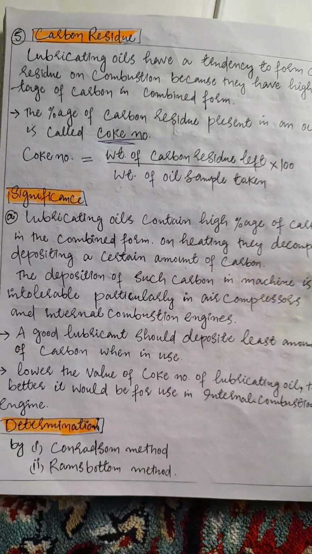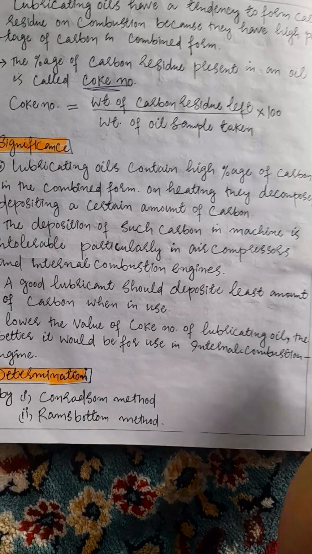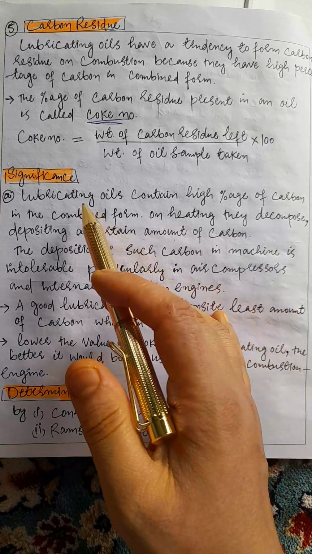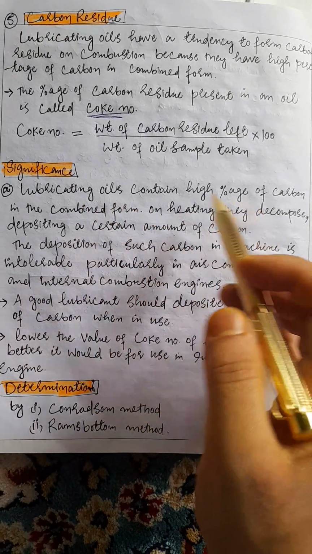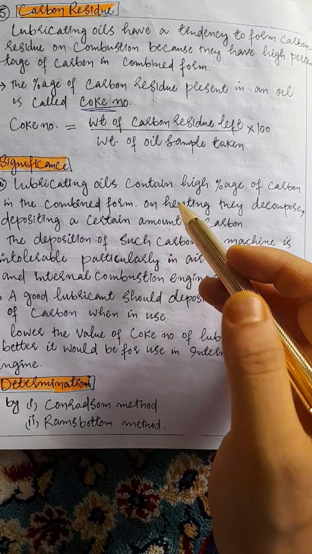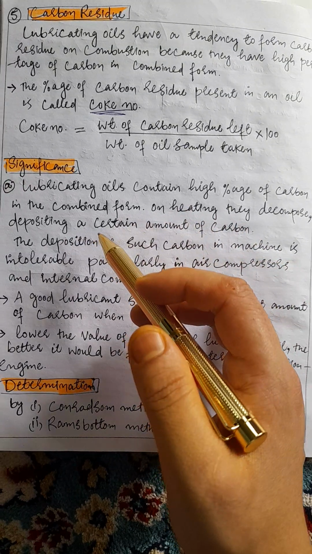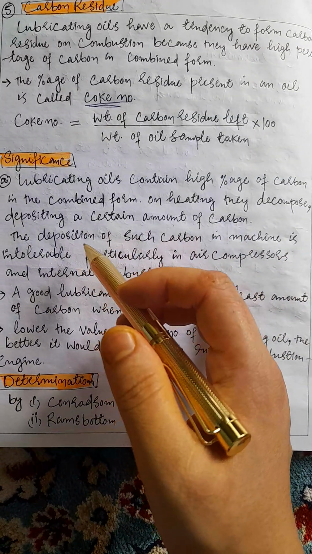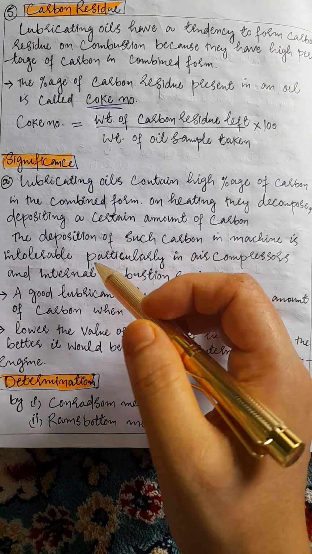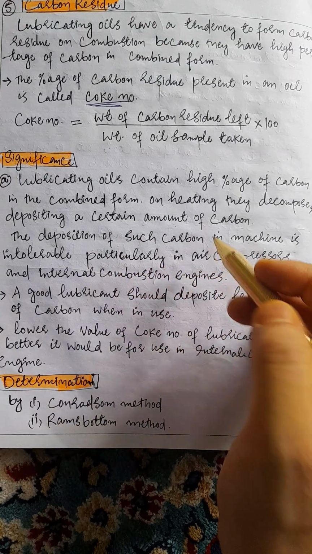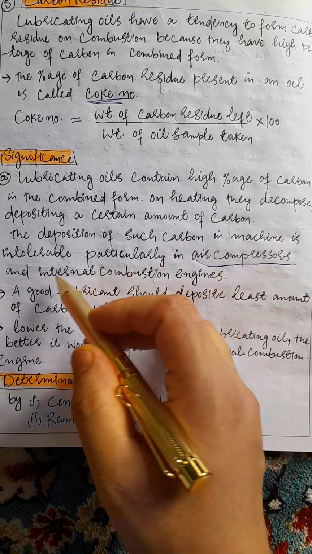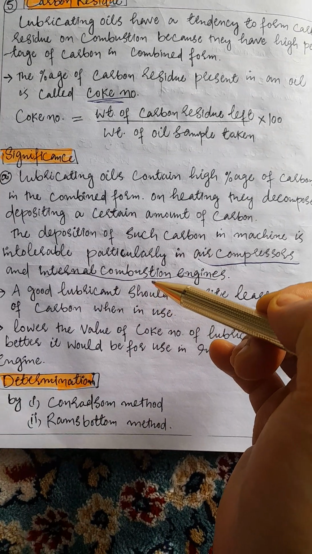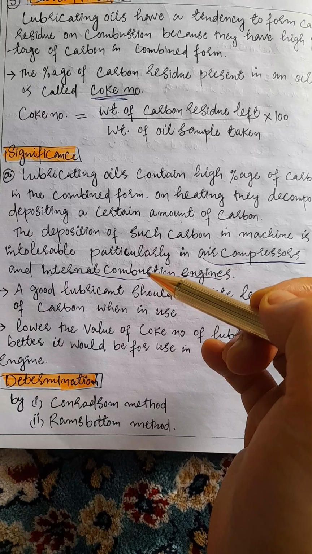Now, what is the significance of this carbon residue for lubricating oil? Why are we determining this carbon residue? First, lubricating oils contain a high percentage of carbon in the combined form. On heating, they decompose, depositing a certain amount of carbon. Fine, already understood. The deposition of such carbon in a machine is intolerable, particularly in air compressors or internal combustion engines. The carbon that is left after deposition is intolerable.